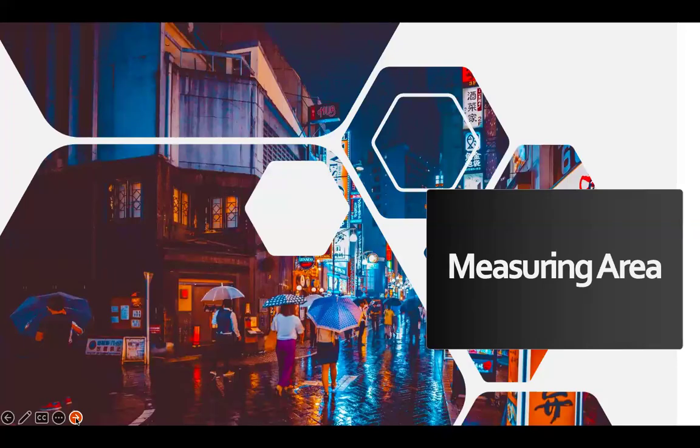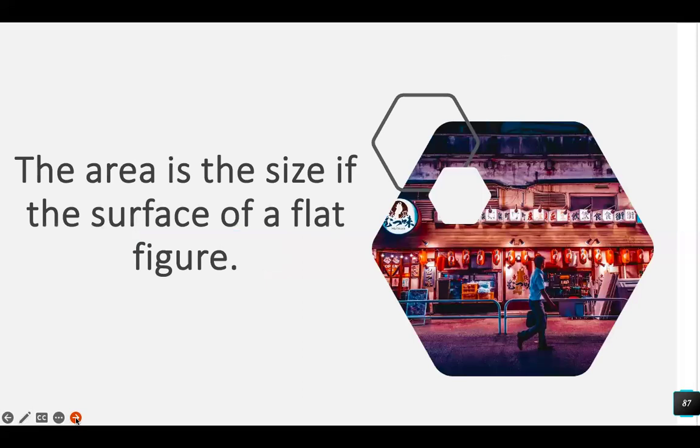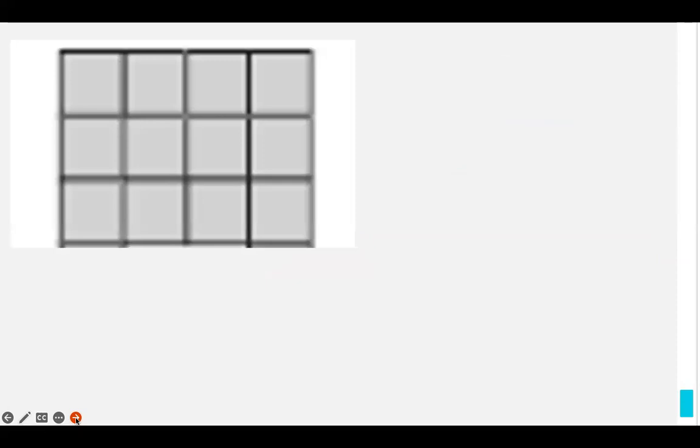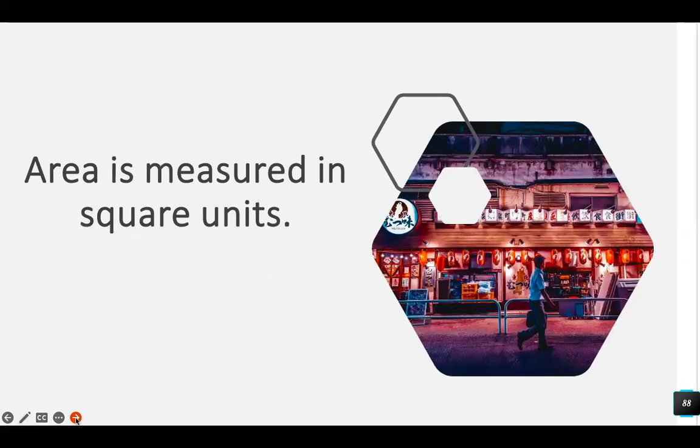So, measuring area. What is area first? The area is the size of the surface of a flat figure. Area is measured in square units. So in this case, we measure a flat object or a flat surface in square units.